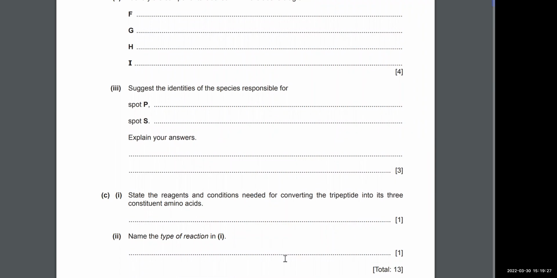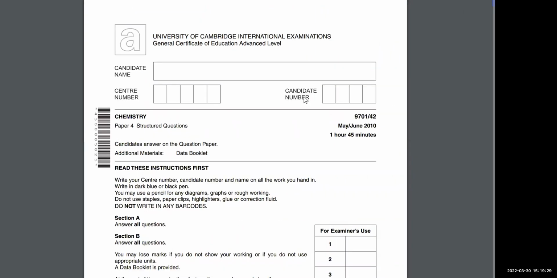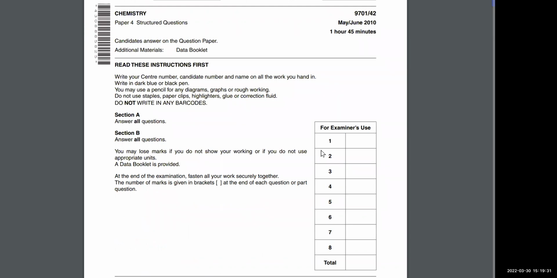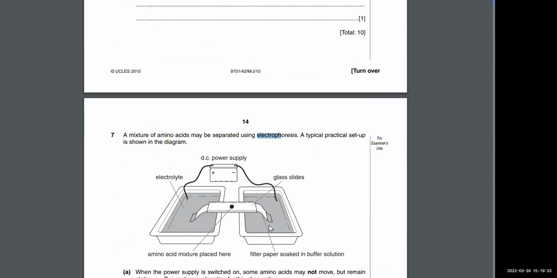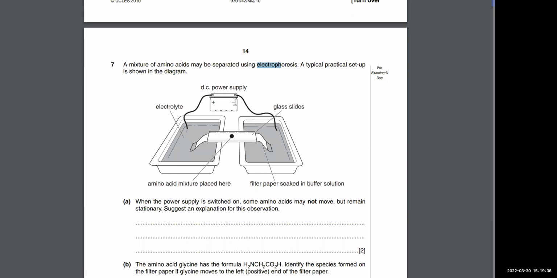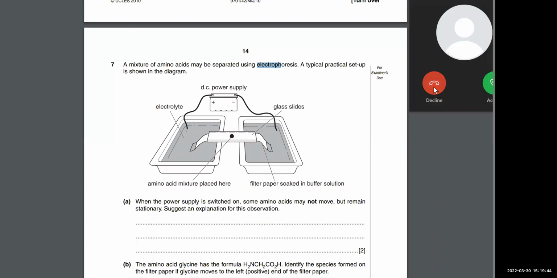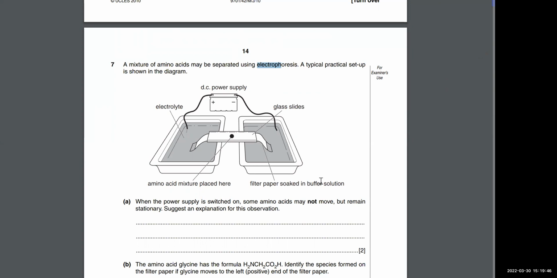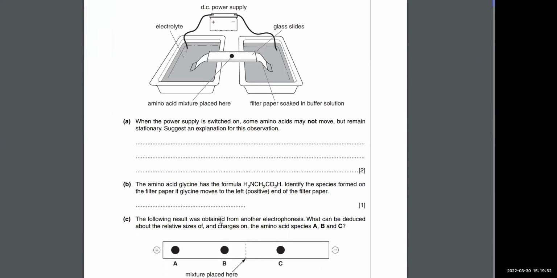Either boil with HCl. This is reactions. Coming back to the next one, the other one would also be similar. In this case, they're not asking you to actually label it. That's filter paper. When the power supply is switched on, it may not move but remain stationary. Why would it not move? Because it says zwitterion. That's the reason.